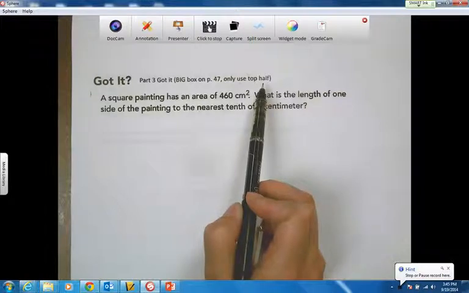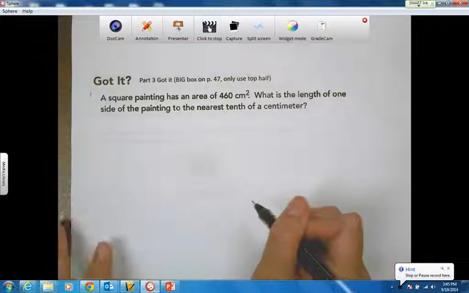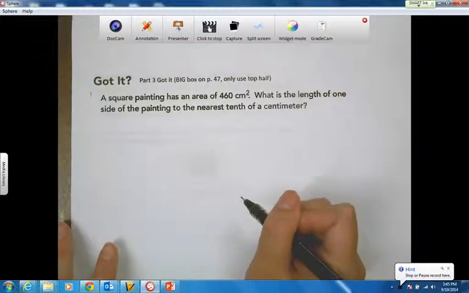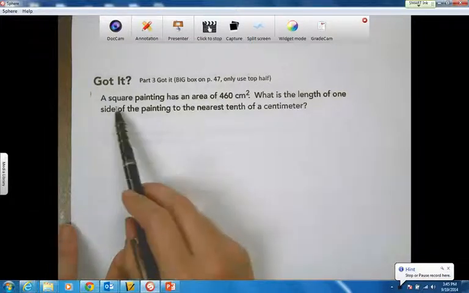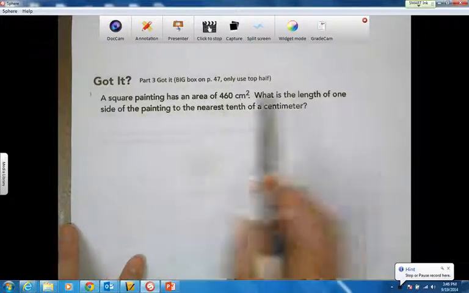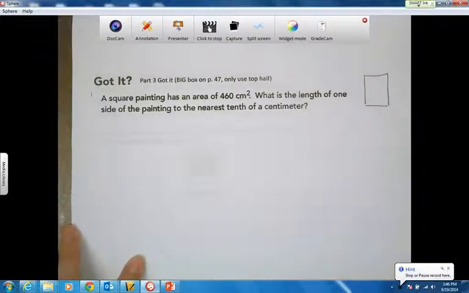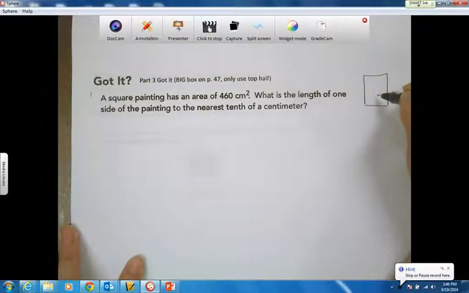Okay? All right, so this skill, we're going to learn how to write an equation when we're given a word problem. Okay, it says a square painting has an area of 460 square centimeters, okay, which basically just means you have a square painting like that, 460 squares inside of it. Okay, what is the length of the side of the painting to the nearest centimeter?